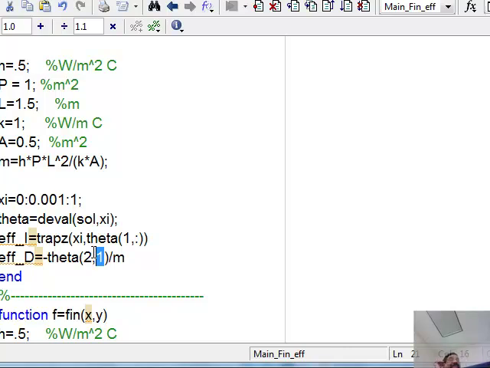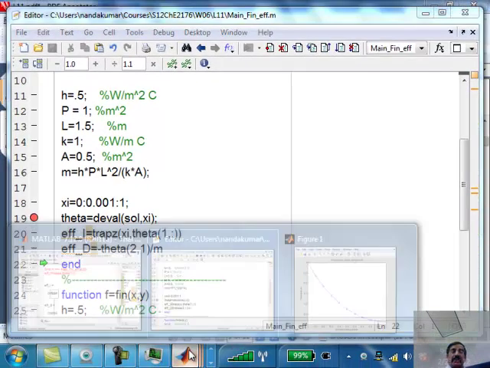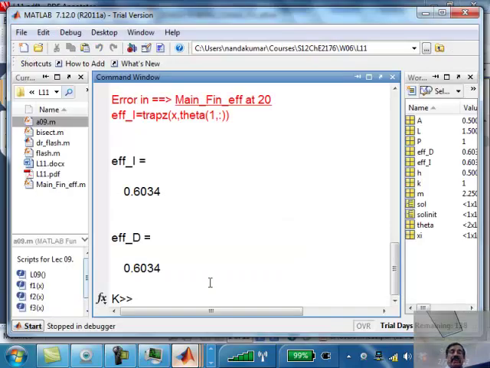Remember, I need to calculate the derivative at psi equal to 0. So this 2 says that is the derivative. Second row contains derivatives. First row contains just theta. So I take the derivative, but not all the derivatives, only the first derivative at psi equal to 0. And then divide it by m, and that should give me the efficiency. And if I go back, and that is executed, you'll find it is 0.6034. They give you exactly the same result.